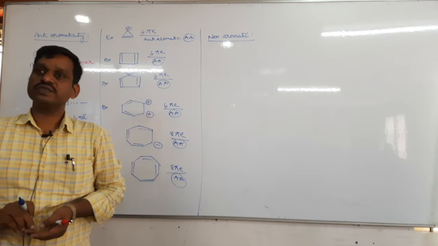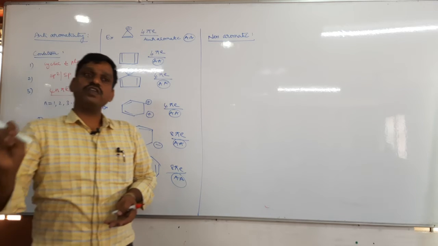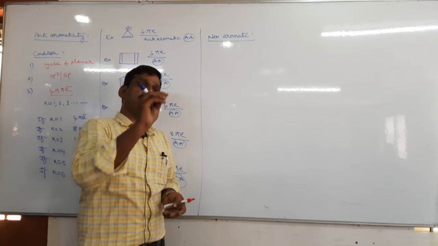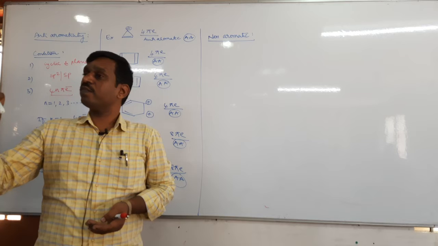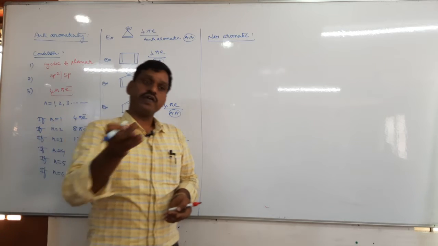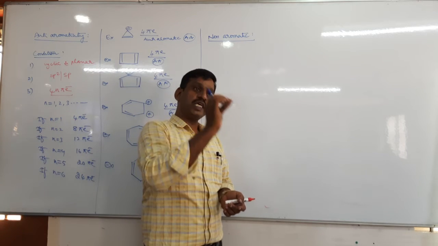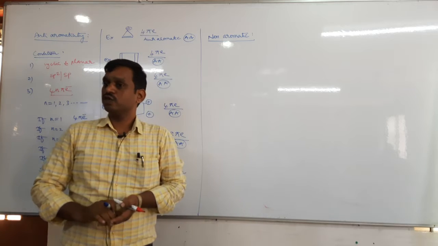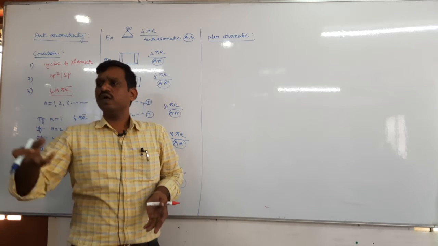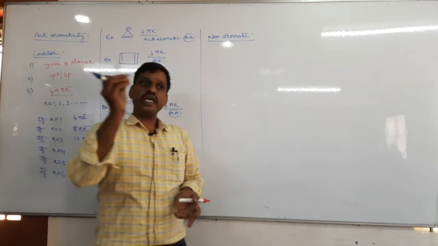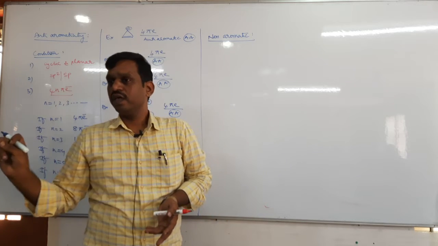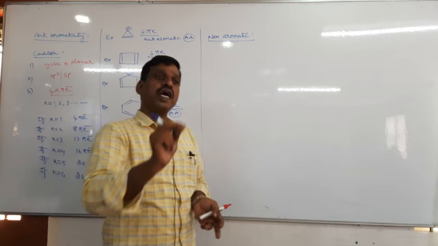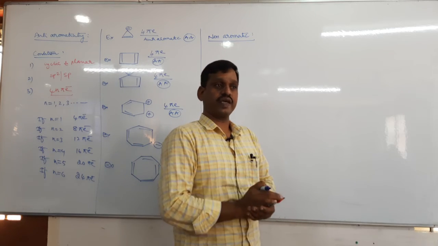What is the meaning of this? A cyclic compound which is not having planarity is called non-aromatic compound. Not having planarity means it should not be sp2 or sp. So other than this, what is the possibility? Only sp3. It means a cyclic ring must have at least one carbon that is sp3. In a cyclic ring, if one carbon has sp3, it is non-aromatic.